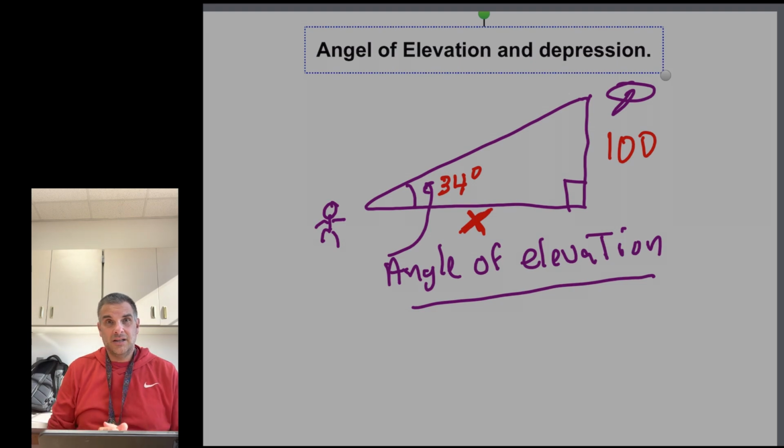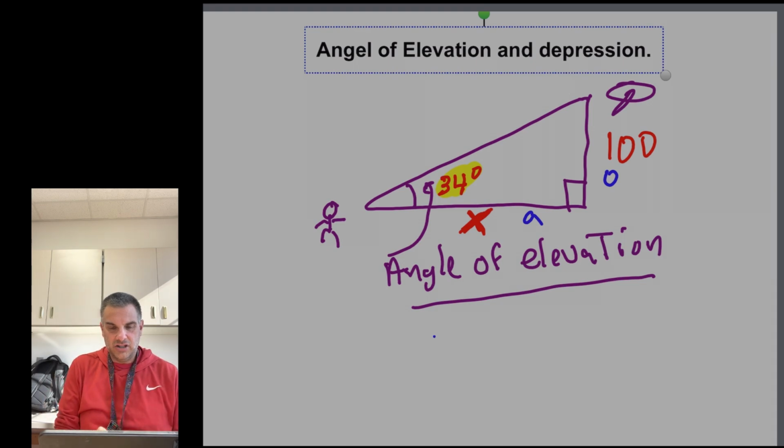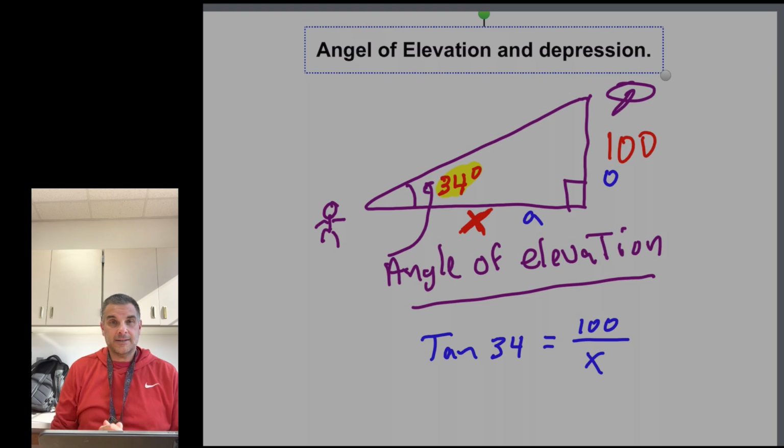To find this, if we identify the sides according to the angle that we're given, 100 is the opposite. This is the adjacent. Opposite and adjacent is tangent. So tangent of the measure of our angle, which is 34, is going to equal the length of the opposite, 100, over the adjacent x.